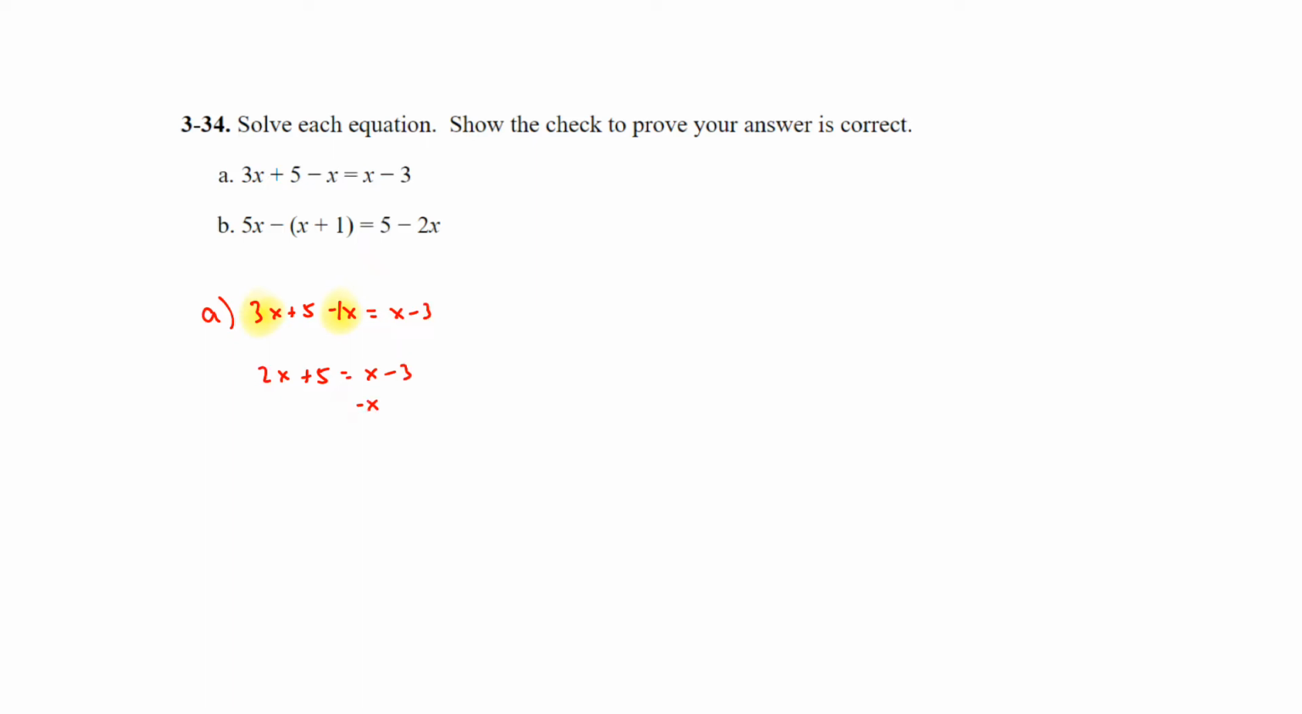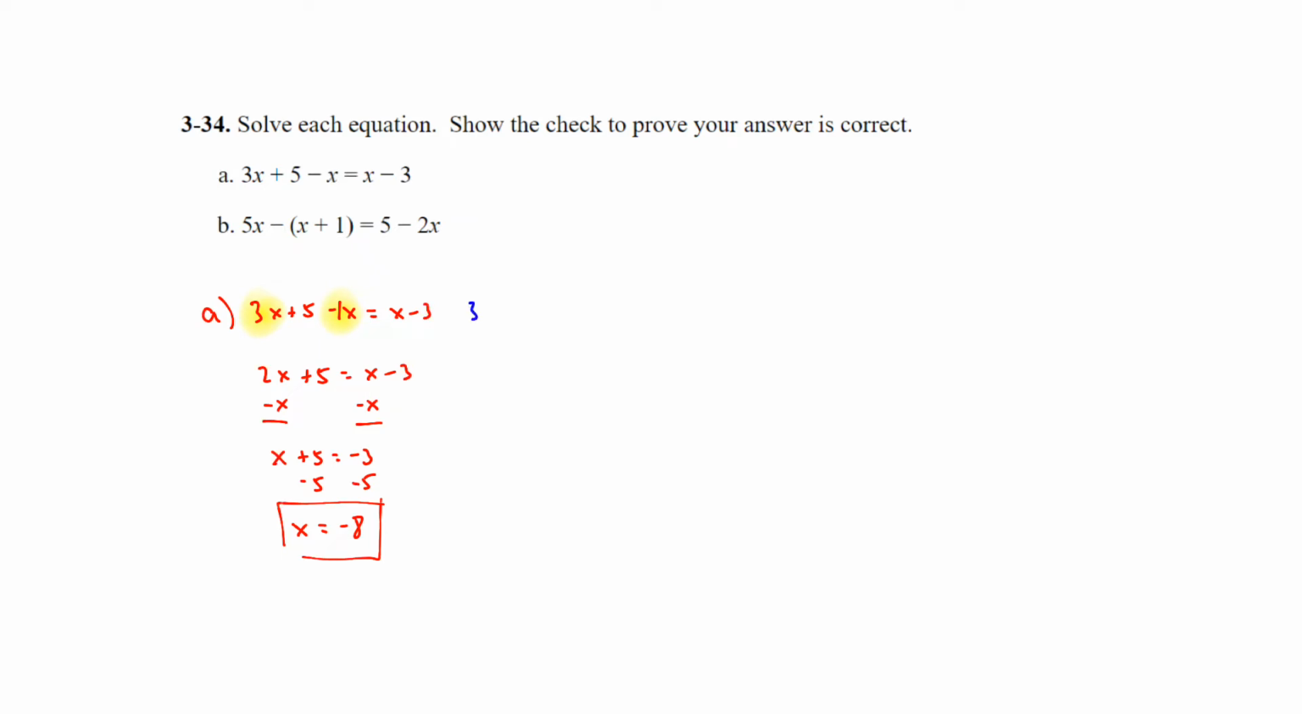Now we can get the variable on the same side by using the inverse, so it's a positive x, I'm going to subtract x. And that is equal to negative 3. And then we subtract 5 from both sides and get x is equal to negative 8. So this is what we feel like the answer is. Now we're going to check it to verify what we did algebraically is correct.